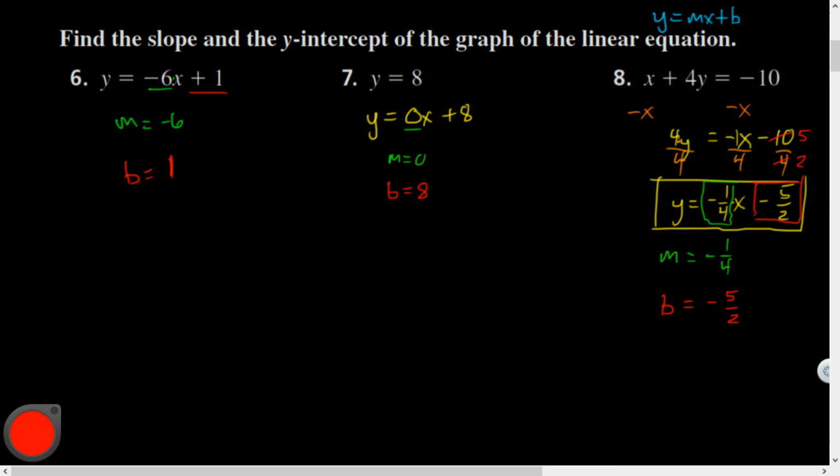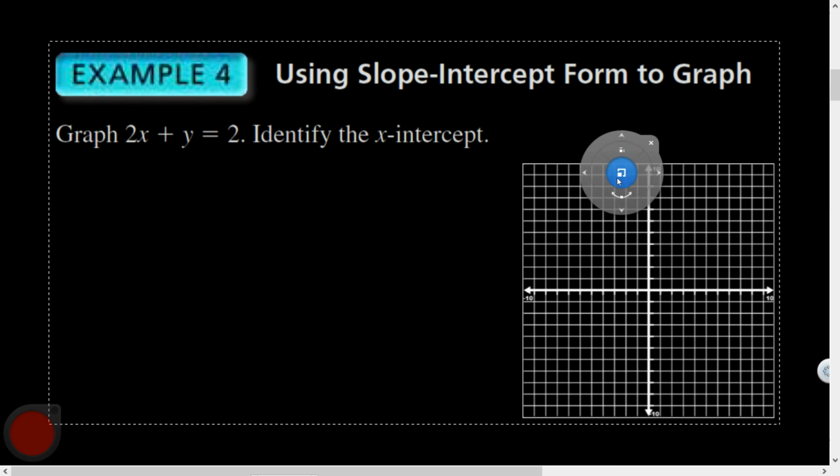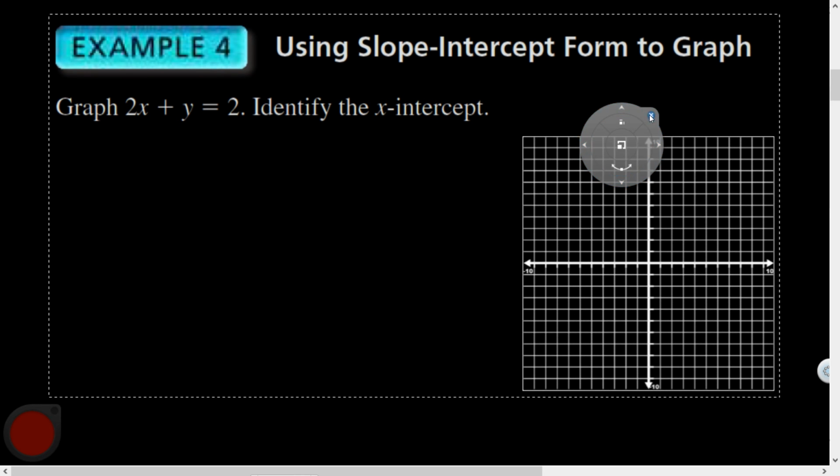All right, let's keep going. So we are able to identify the slope and y-intercept once it's in that form. But let's put this to use, friends. This is going to be so much better than making a table of values. Oh my goodness, you'll wish you never made a table of values.